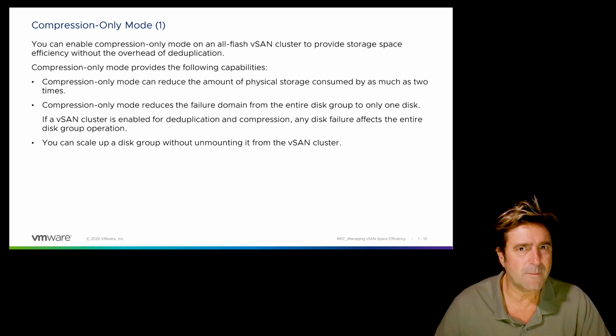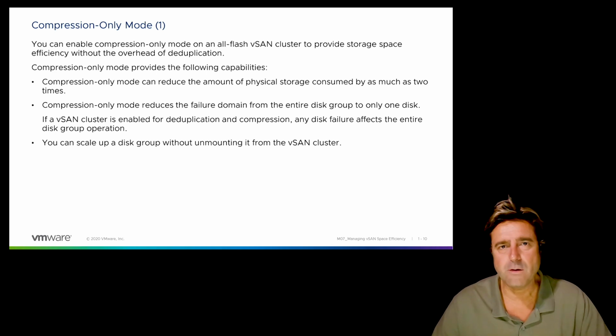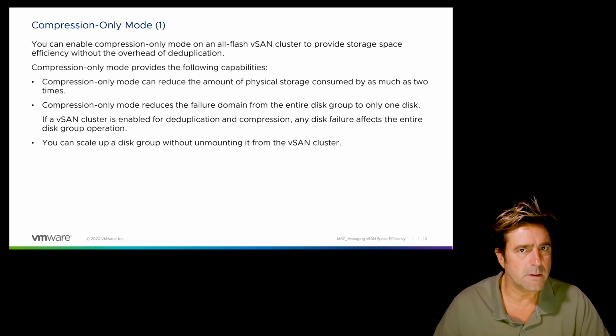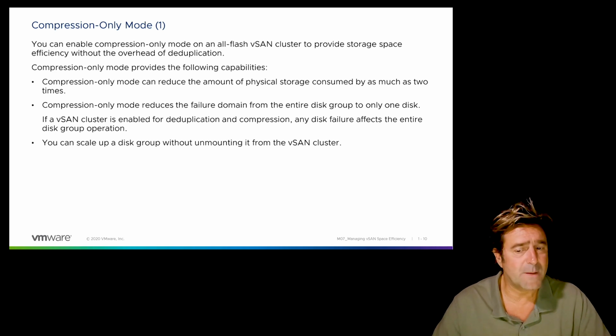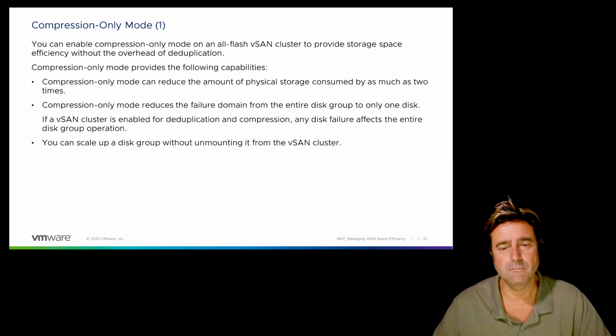And if you think about it, I've already mentioned that you can see your space savings very easily if you choose the option called capacity in the vSphere client. So when we take a look, here you can see that they talk about compression only. If we go through the bullets, notice bullet number 1, it says compression only can reduce the amount of physical storage consumed by as much as 2 times. That ratio is much bigger potentially when you have deduplication and compression.